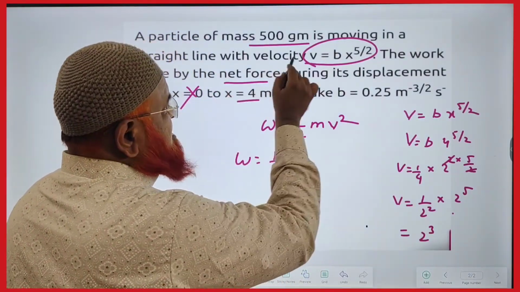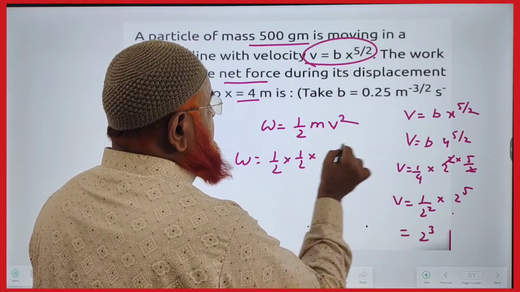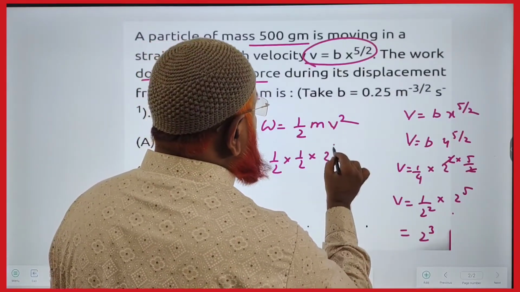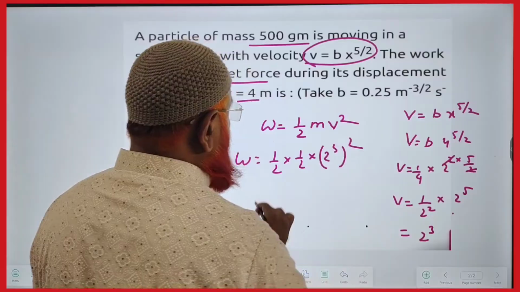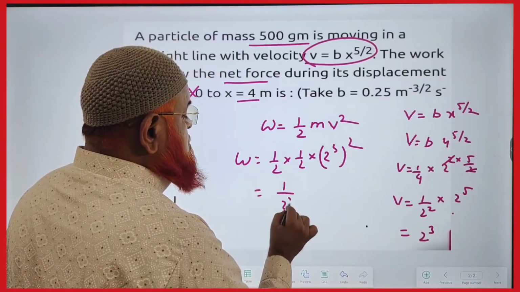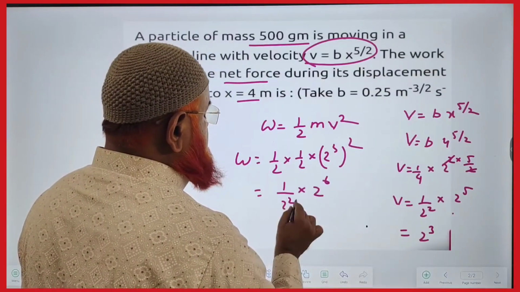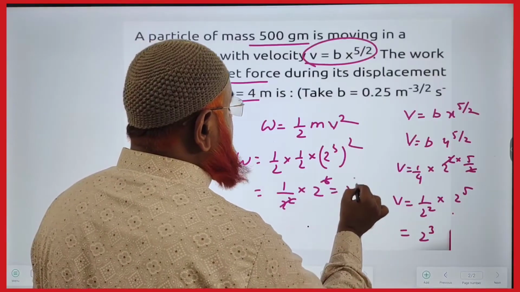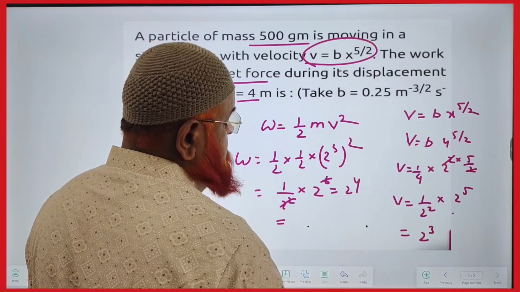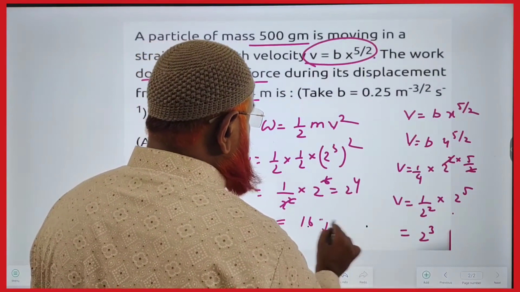Mass is how much here? 500 grams means half kg. Into V square, which is nothing but 2 cube whole square again. So this is 1 by 2 square into 2 power 6. So this gets cancelled, and it becomes 2 power 4. So, okay, 16 joules is going to be our answer.